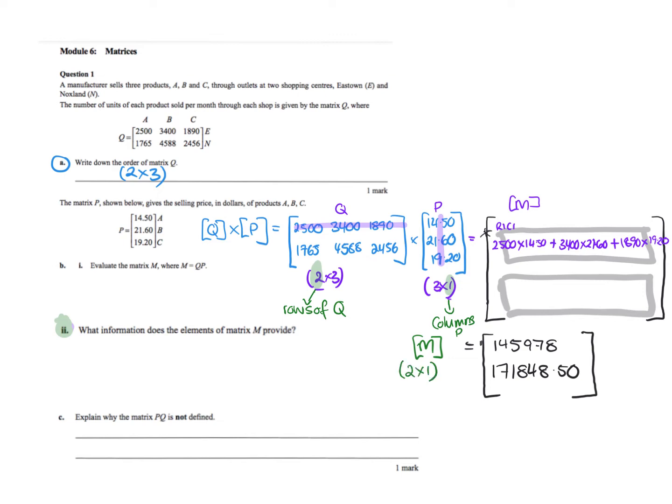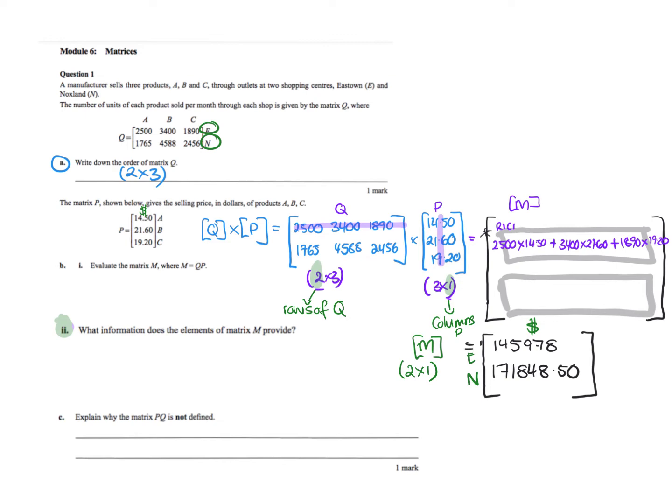So M has whatever the rows were in Q. Up here, the shopping towns were the rows, so we'll pop them next to the rows here. Now I know that the top number is something to do with East Town, and the other is something to do with Knoxland. Now we took the columns of P. P's column was telling you a money price, wasn't it? So here I'm going to put money. Now what do you think M tells me?